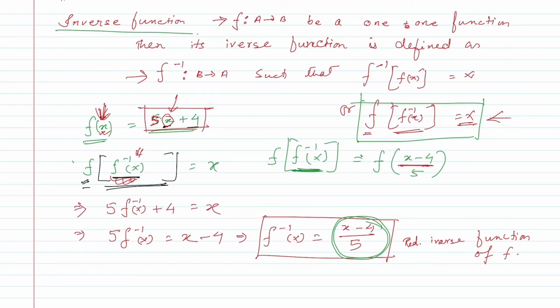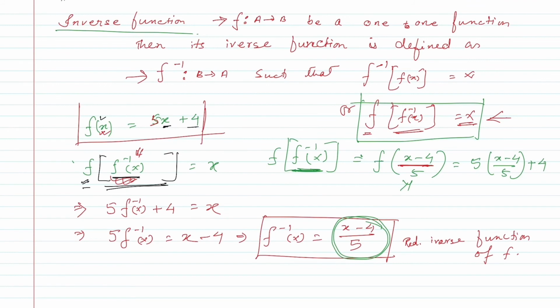Here you see 5x is there, so replace this x by this value. Then what you will get: 5 times (x minus 4) by 5, plus 4 again. So what we have done here, as you can see, this f of x is equal to 5x plus 4.